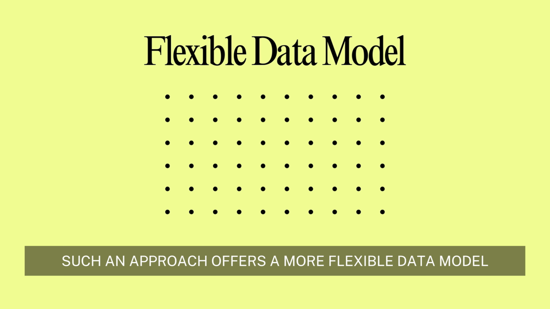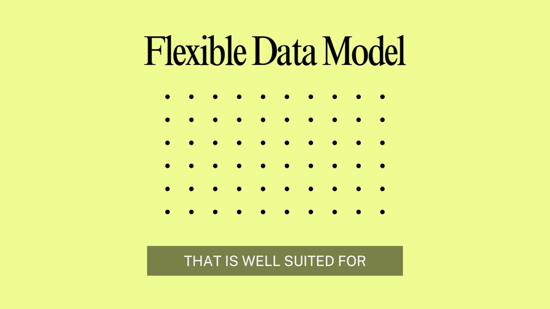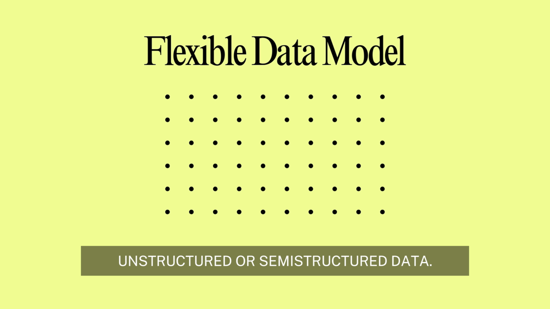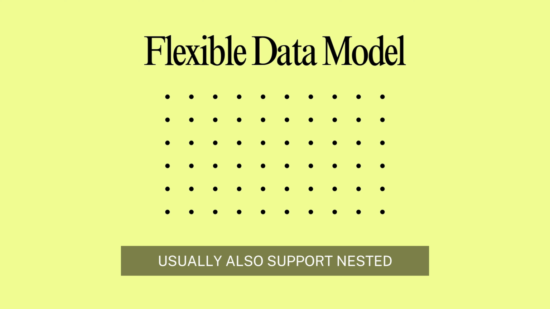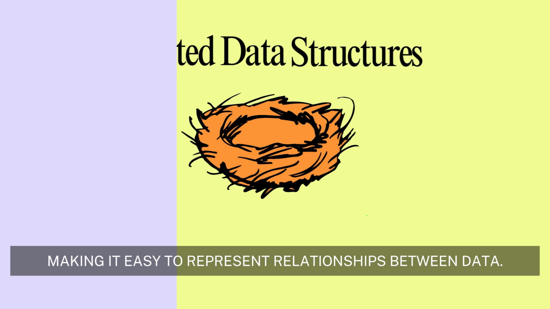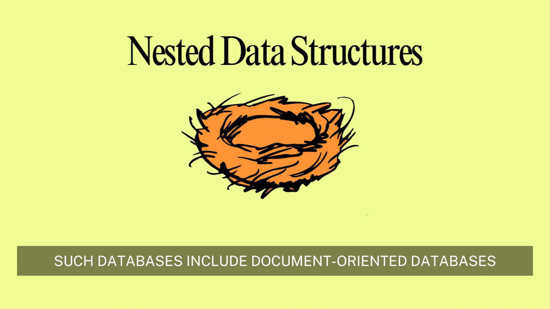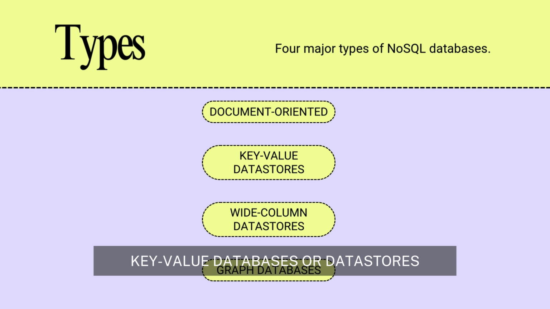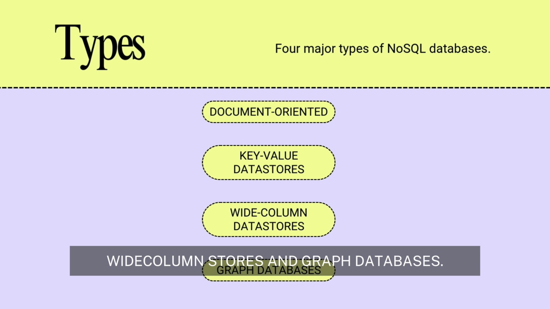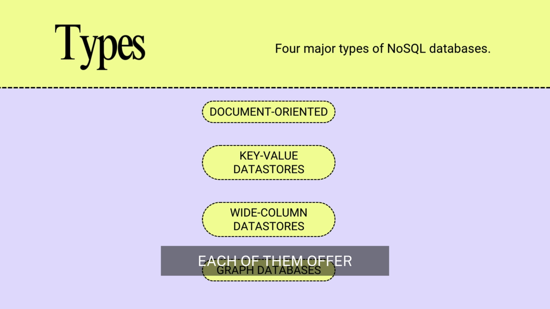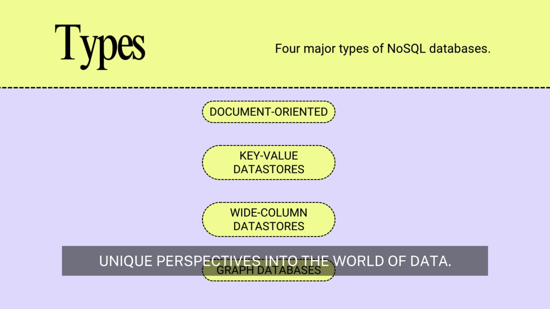Such an approach offers a more flexible data model that is well suited for unstructured or semi-structured data. Document-oriented data models usually also support nested data structures, making it easy to represent relationships between data. There are four major types of NoSQL databases. Such databases include document-oriented databases, key-value databases or data stores, wide column stores, and graph databases. Each of them offers unique perspectives into the world of data.